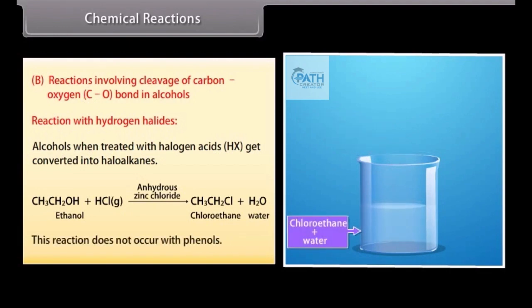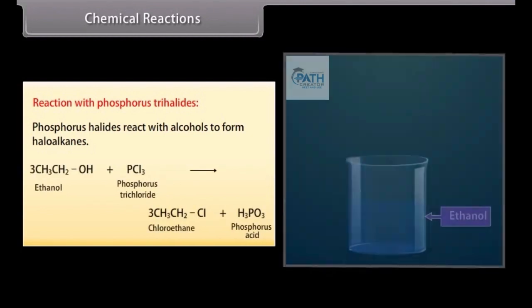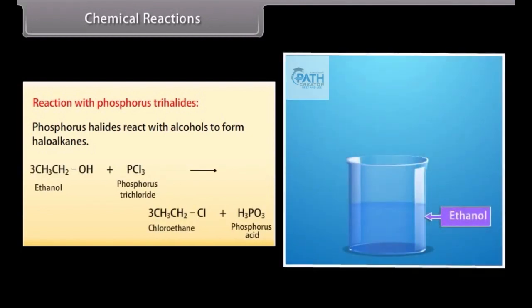This reaction does not occur with phenols. Reaction with phosphorus trihalides: phosphorus halides react with alcohols to form haloalkanes. Phosphorus trichloride reacts with ethanol to form chloroethane and phosphorous acid.